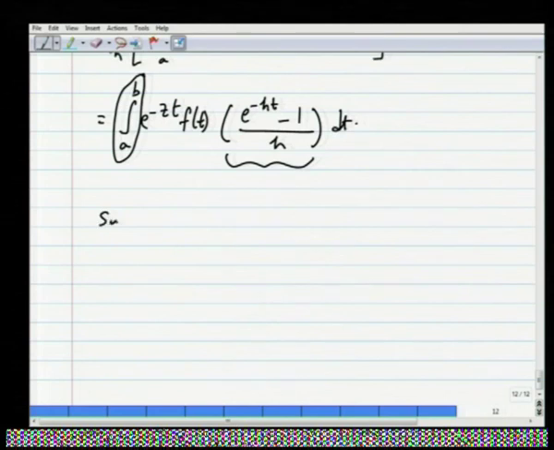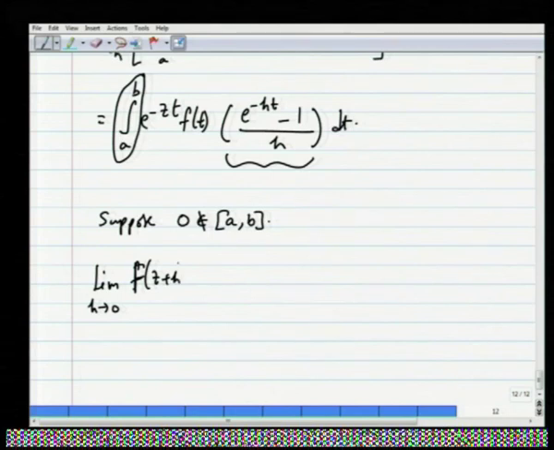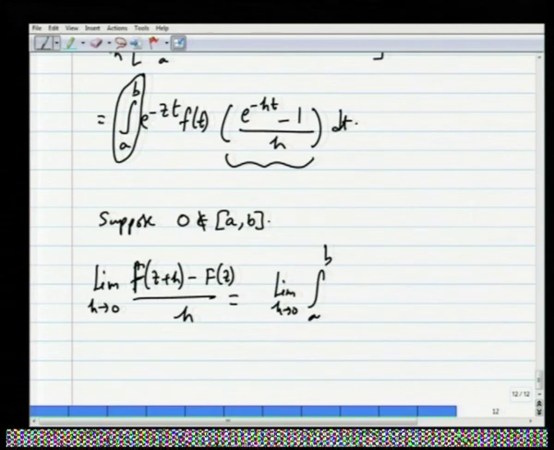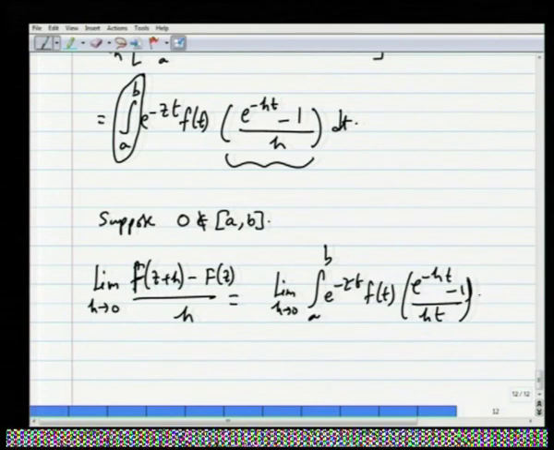So, for the time being, let us take the simpler case. Suppose 0 does not belong to the interval a b. This is the easier case. So, if the interval a b is off of 0, then let me take the limit as h goes to 0 of (F(z+h) - F(z))/h. That is going to be the limit as h tends to 0 of the integral from a to b of e^(-zt) f(t) (e^(-ht) - 1). So, then I am going to multiply and divide by t. I can do that because now 0 does not belong to the interval a b, so t cannot be 0.